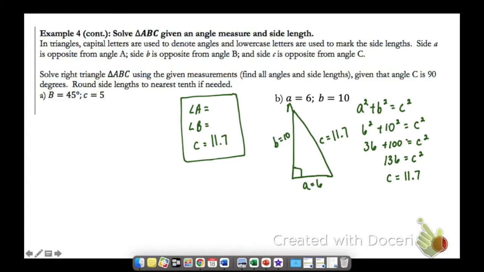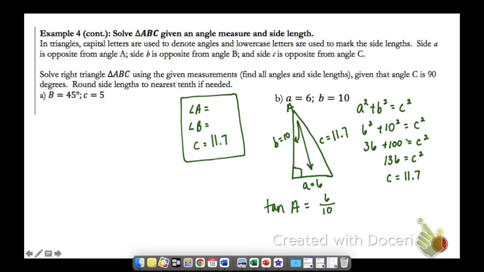Next, I'm going to solve for angle A. For angle A, I'm going to use the two sides I was given, so I'm going to use my opposite side and my adjacent side. 6 is my opposite side, and the 10 is my adjacent side. So the trig function that uses opposite and adjacent is tangent. So I'm going to set up an equation using tangent. So tangent of my angle, tangent of A, equals my opposite over adjacent.